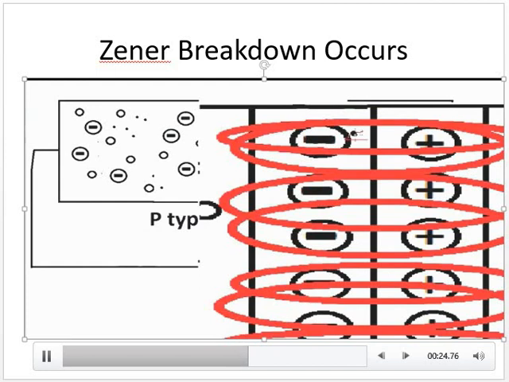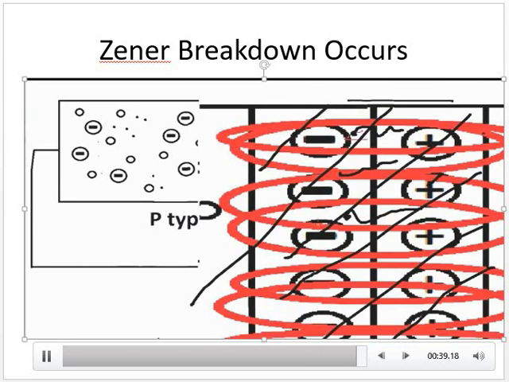Forgive me for my poor drawing, but just imagine that these are the free electrons which are coming out of their covalent bonds. These free electrons are pulled out because of the strong electric field, and now this depletion region is suddenly ruptured because of the electric force applied on the junction.